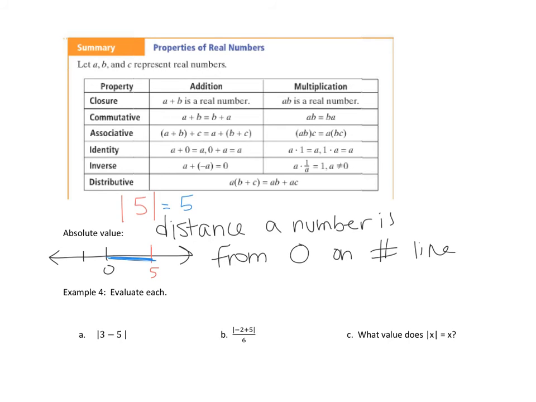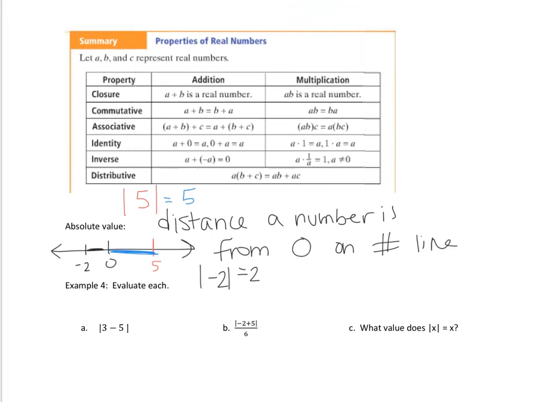Now let's do negative 2. What is the distance negative 2 is from 0? How far is negative 2 from 0? Well, it's 2 units. So what you do is you need to evaluate what is inside the absolute value and then make it positive. You'll notice that you can never have a negative distance. Your distance can be 0, but it can never be negative.